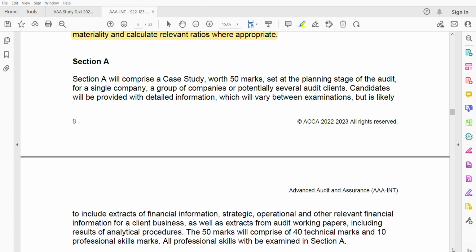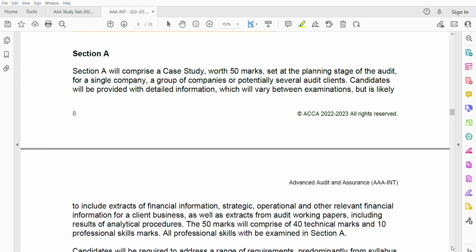In AAA, there are two sections, section A and section B. In section A, there is one question which is worth 50 marks. Out of this 50, 40 is technical marks, 10 is your professional skill marks. We just went through the four professional skills: analysis and evaluation, communications, professional skepticism, and commercial acumen. Which one will be tested in section A? All. All your professional skills will be tested in section A. Be ready for it. For this 10 marks, it includes all the four.